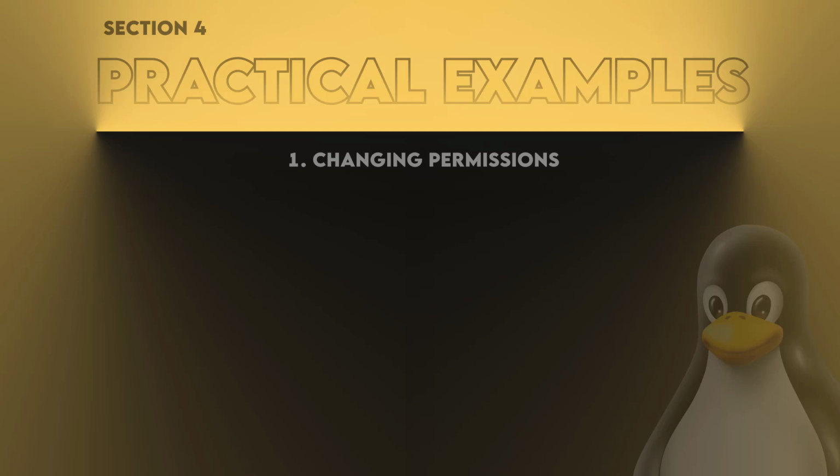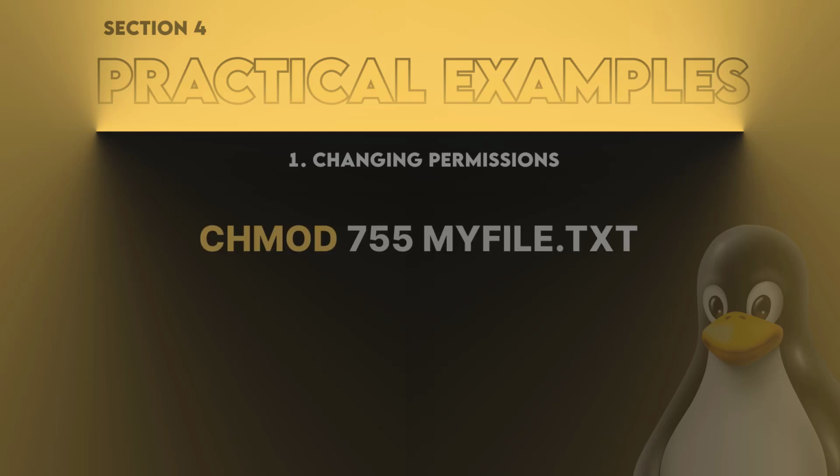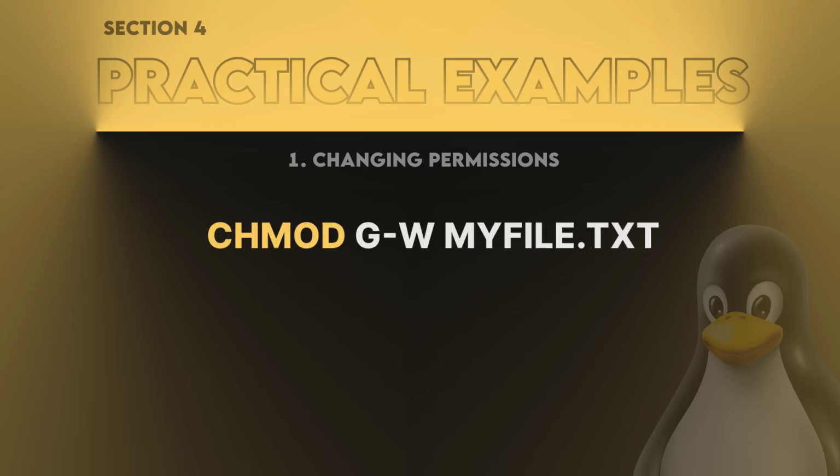Section 4, practical examples. Let's take a look at some practical examples. Number 1, changing permissions. chmod 755 myfile.txt provides the read, write, and execute permission for the user and read and execute permission for group and others. Or for example, chmod g-w myfile.txt. It forces the group to lose the permission of writing.